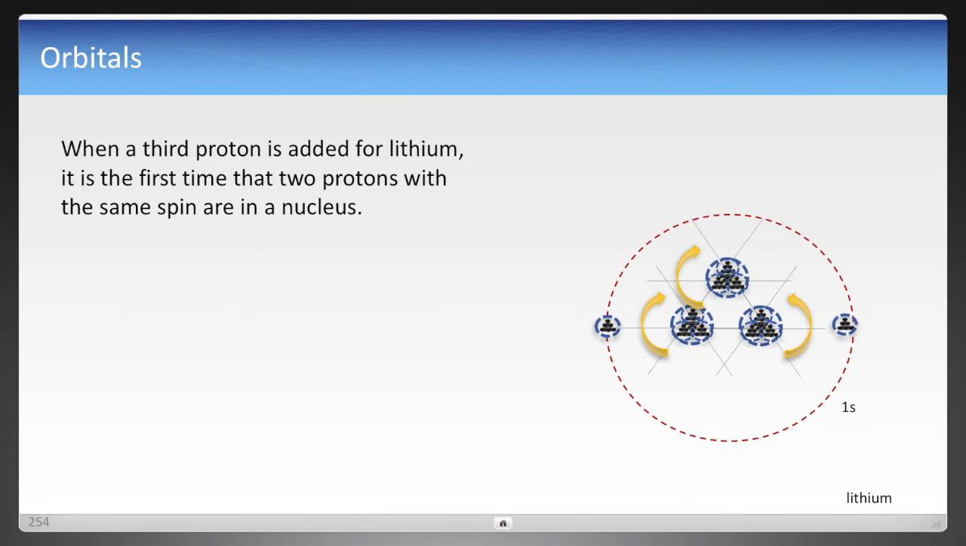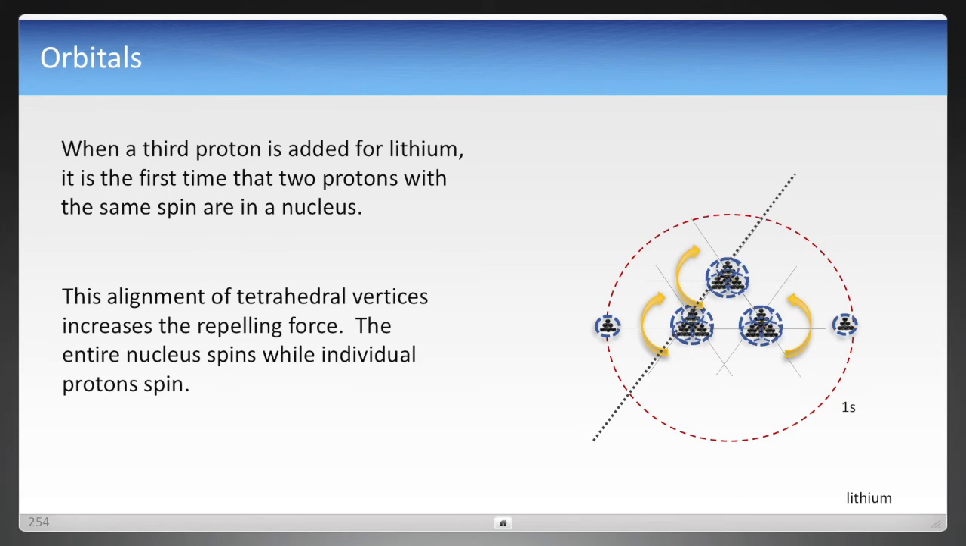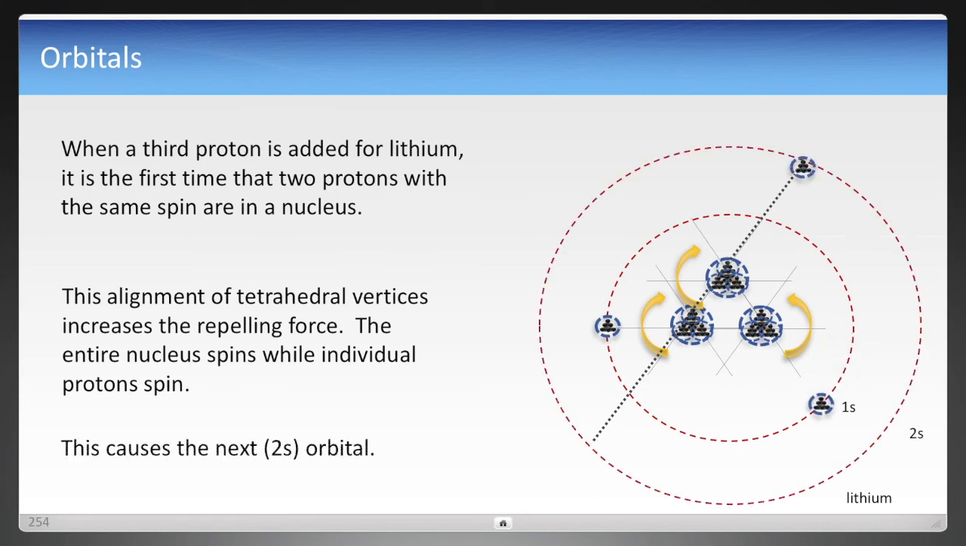And when a third proton is added for lithium, this is the first time now that there are two protons that have the same spin in a nucleus. Now you see there the vertices are aligned such that now a wave passing directly through the vertices of both of those same spin protons is now repelling even further. All the way around, all of this will always have the same attractive properties of 3 positrons from this nucleus, but in a line here, there will be a stronger repelling force that causes the second orbital.